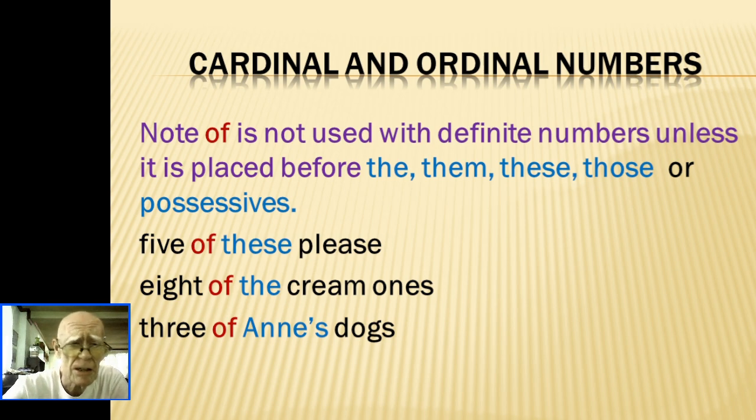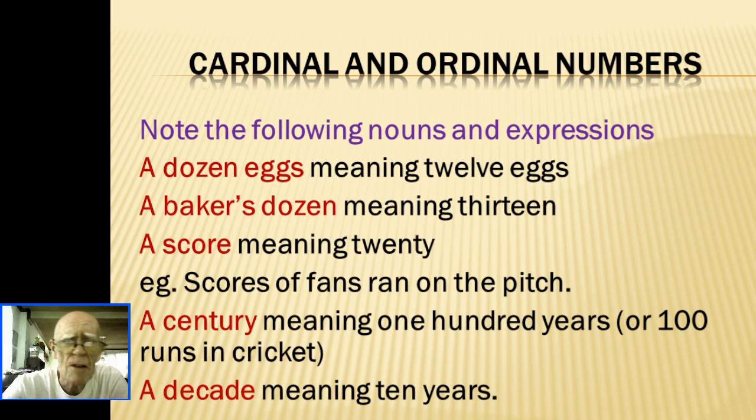Five of these, please. Eight of the cream ones. Three of Anne's dogs. Note the following nouns and expressions. A dozen eggs means 12 eggs. A baker's dozen means 13. A score, which means 20. For example, scores of fans ran on the pitch. A century, meaning 100 years, or in cricket, 100 runs. A decade, meaning 10 years.